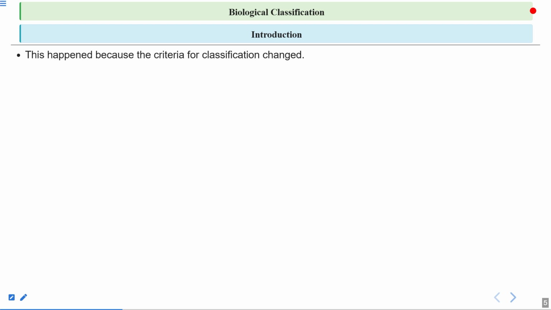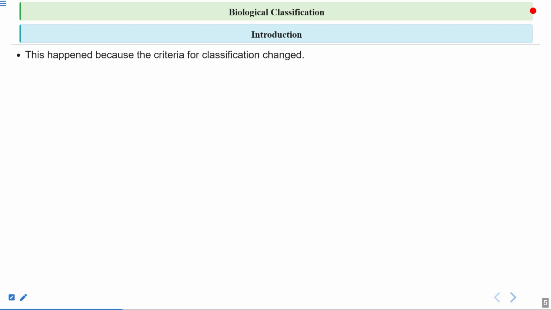So here you can see the earlier classification system. The earlier classification system was just based on the use of animals. A lot of animals were beneficial to human beings. So the earlier classification systems were based on the use of the animals. Then the classification system changed. One of the first classification systems was given by Aristotle.